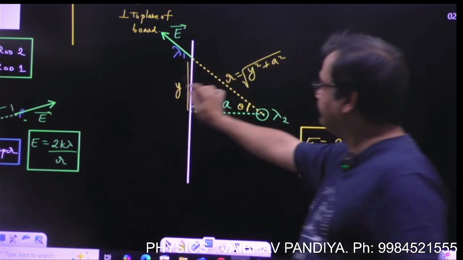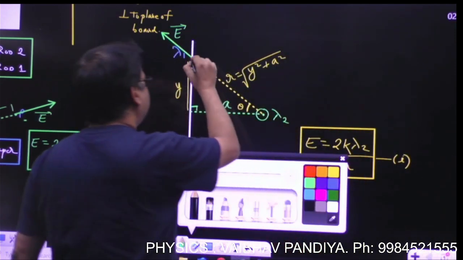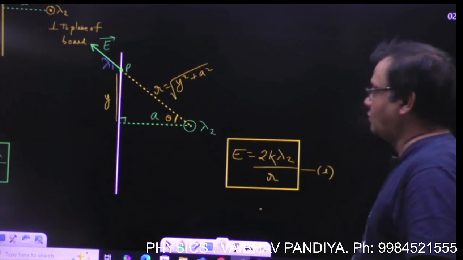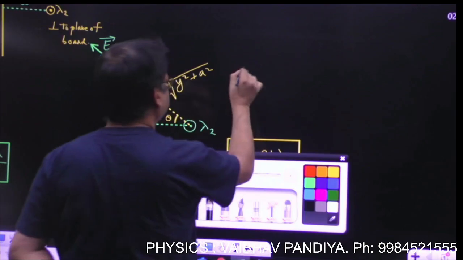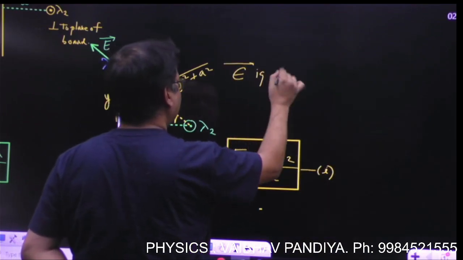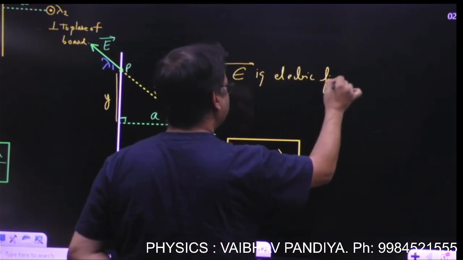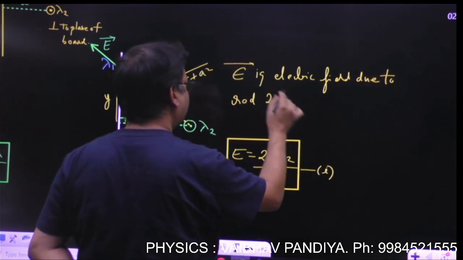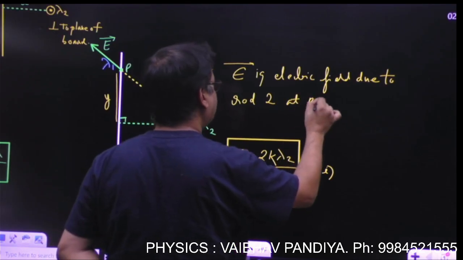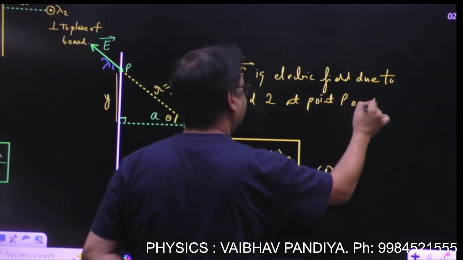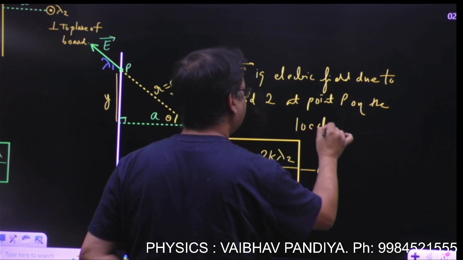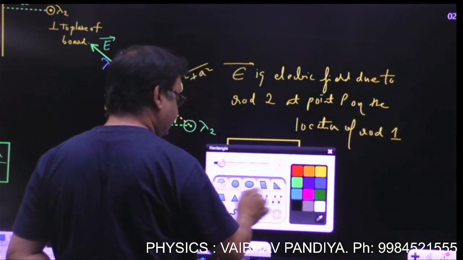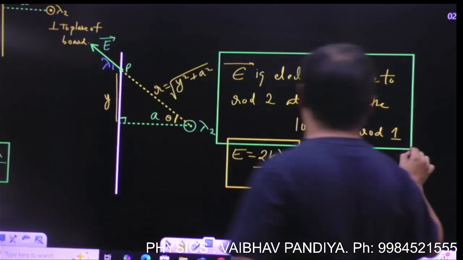This is the electric field at a point, say P, at the location of rod 1. It is the electric field due to rod 2 at point P on the location of rod 1, because we are treating rod 2 as the source.